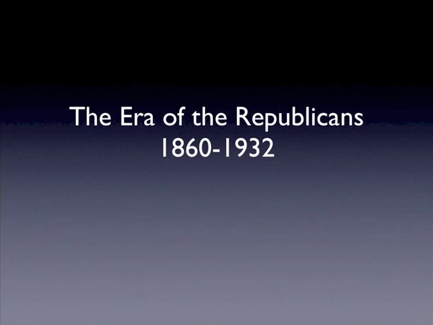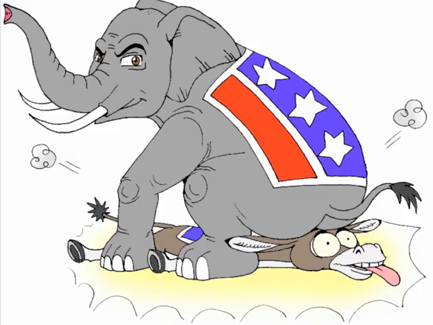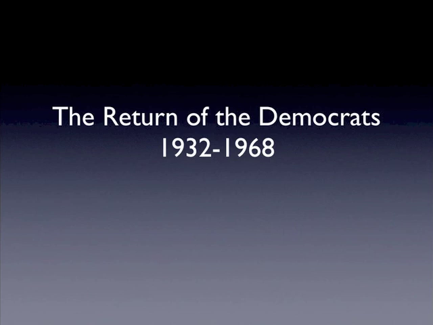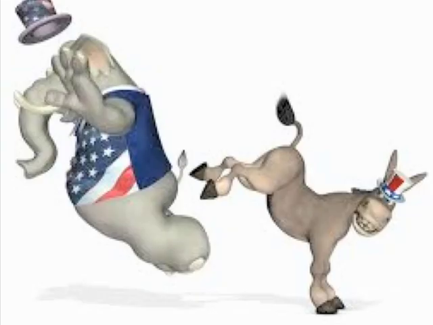The era of the Republicans, from 1860 to 1932. The Republicans dominate all but 2 presidential elections. The Civil War disables the Democratic Party for the remainder of the 1800s. The return of the Democrats from 1932 to 1968. Democrats dominate all but 2 presidential elections. Democrat Franklin Roosevelt is elected president 4 times.